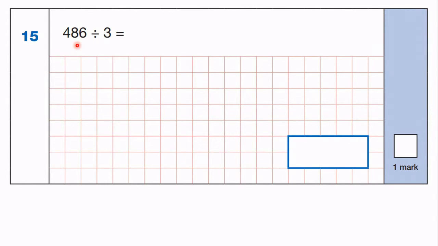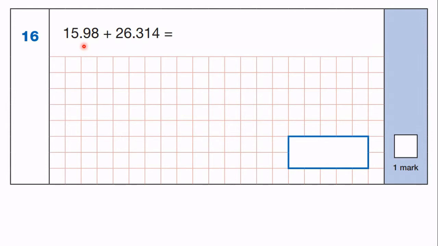Question 15. 486 divided by 3. We can set this out as a short division. 4 divided by 3 is 1 remainder 1, 18 divided by 3 is 6, and 6 divided by 3 is 2. So our answer is 162.